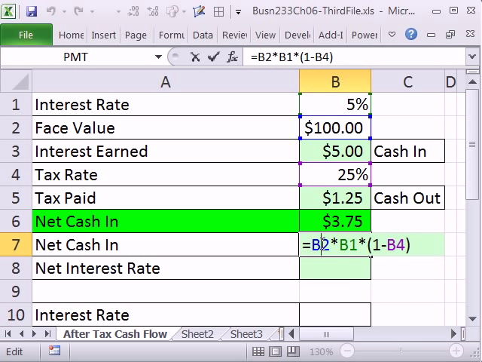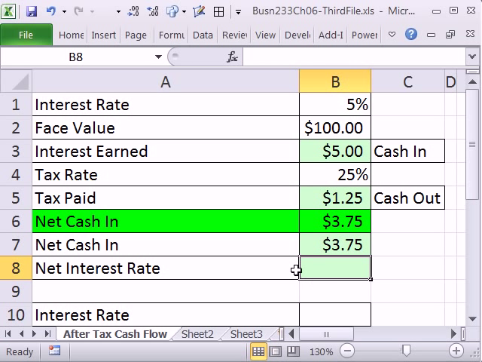So again, that's just the $5. If I hit F9, you can see it's 5. And we take the 5, since this is the principal. That would be 1 times 5 is the whole 5. And 5 times that 25% is 1.25. We get the correct amount.